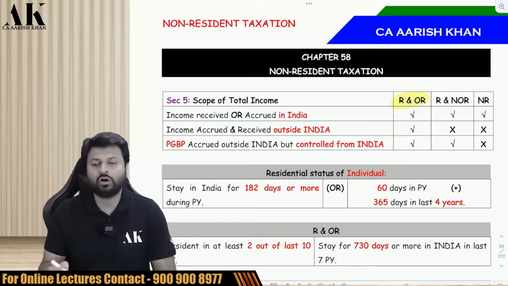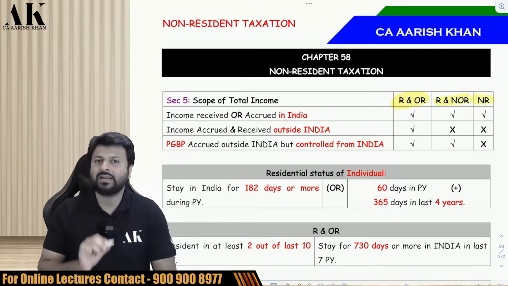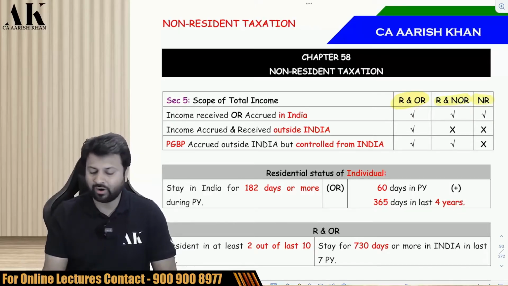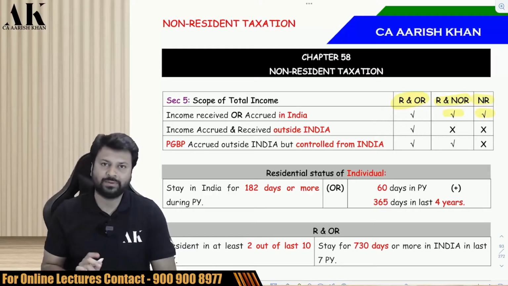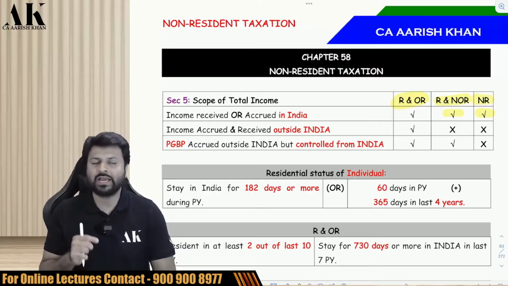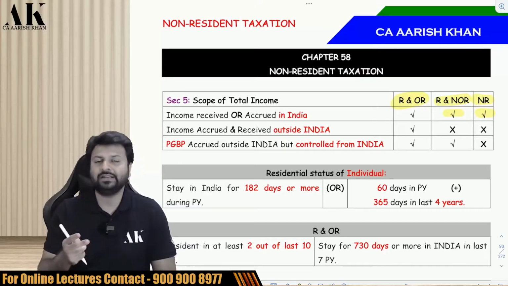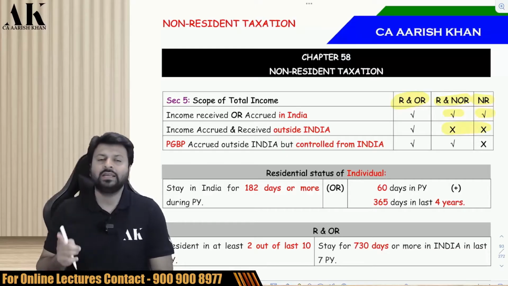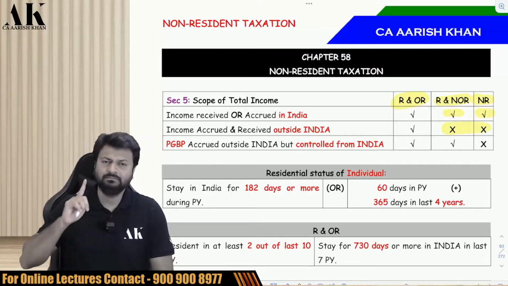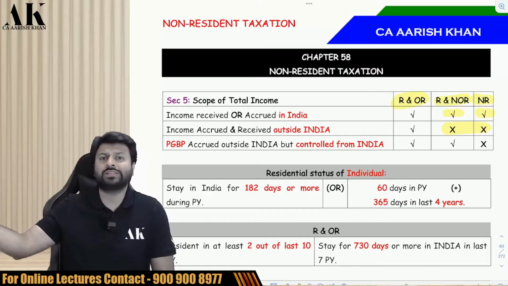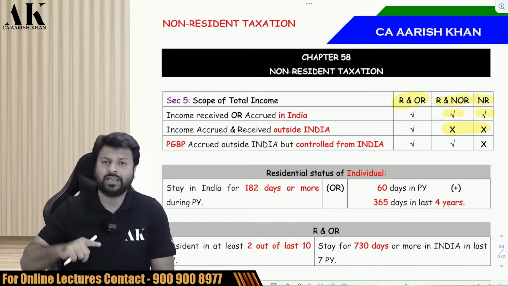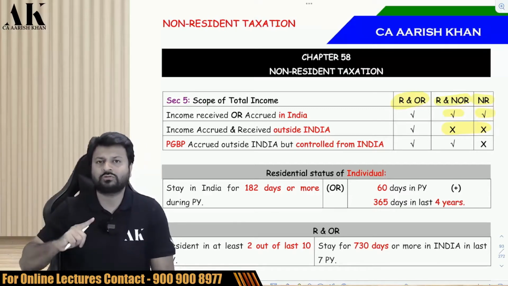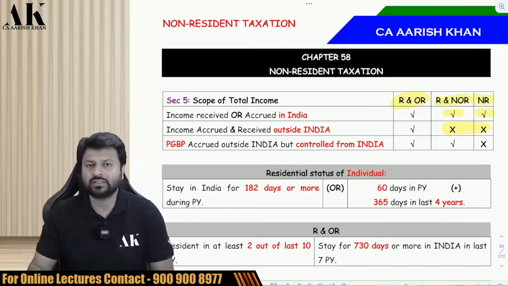What about not ordinary resident and NR? In case of NOR and NR, income which is accrued in India or which is received in India will be taxable. So income has to be either accrued in India or received in India, then only it is taxable. It means in these cases, income will not be taxable in India if it is accrued outside India and also received outside India. Accrual outside, receipt outside India, no taxability in case of NOR and NR.